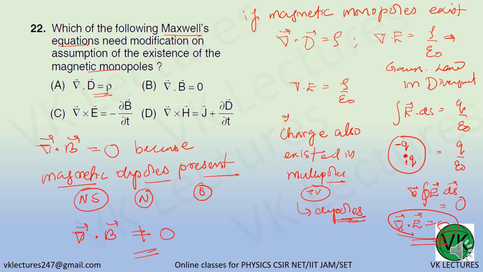So which of the following options is correct? Del dot B equal to 0. That is the second Maxwell's equation, which must be corrected.